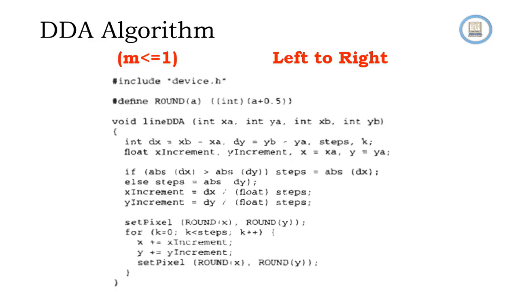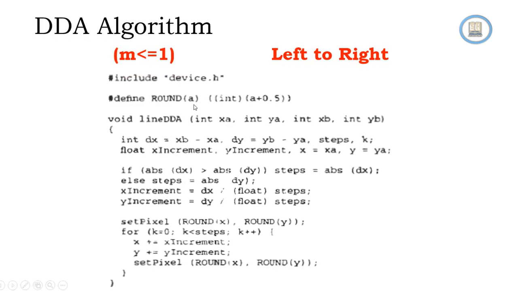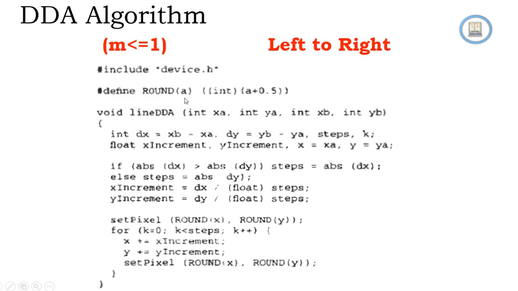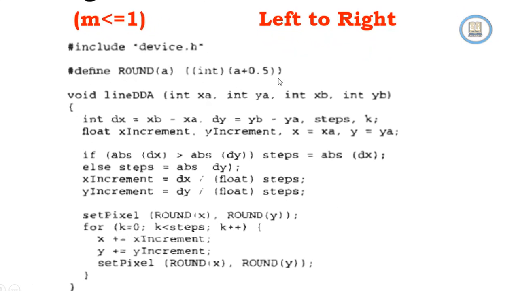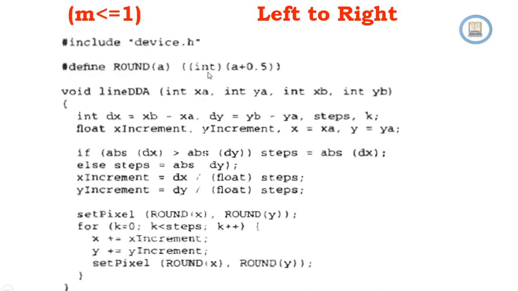This is the pseudocode given for the simple DDA algorithm. When we have the case for left to right, that is the starting point is given at the left-hand side and the end point is given at the right-hand side, and the value of m or slope is less than or equal to 1. This is the header file we need to include according to the device, and this is the round of the value. When we round up the value, it will be integer of a plus 0.5. That is, we are going to use integer values.